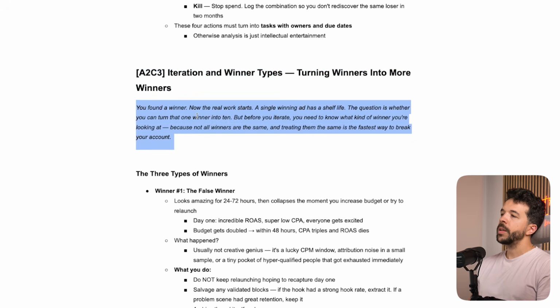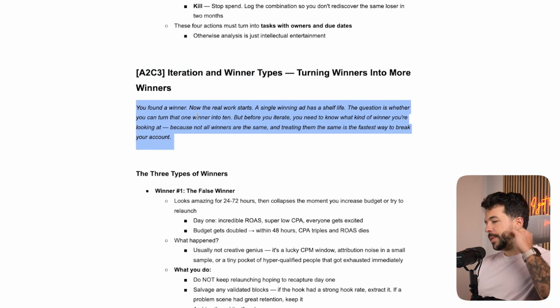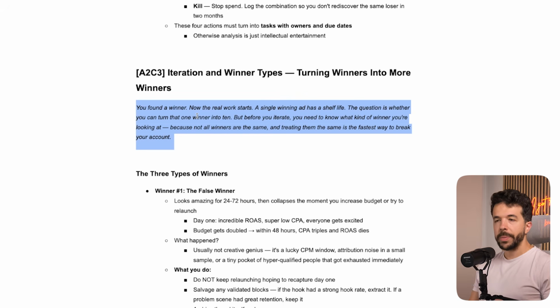So this is something that we built internally and really helped us change the way we do iterations. And I truly believe this is one of the biggest unfair advantages we have against our competitors when it comes to the agency world.